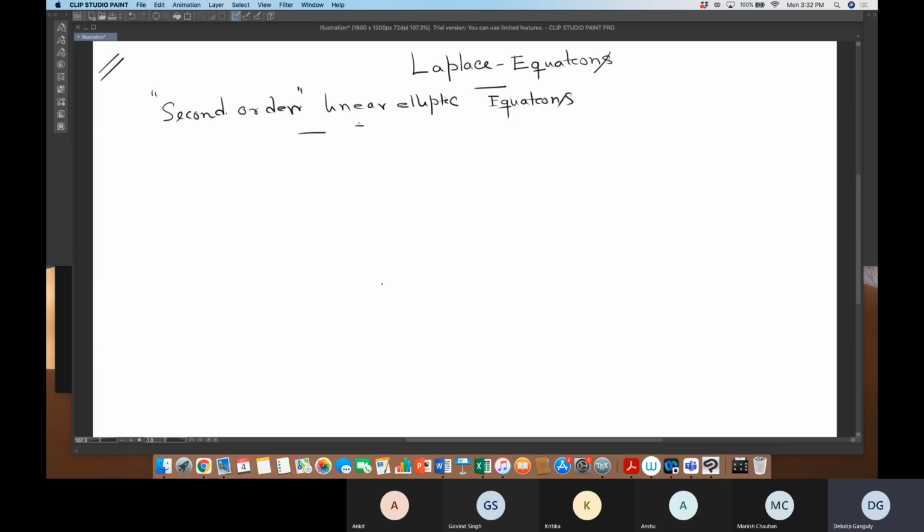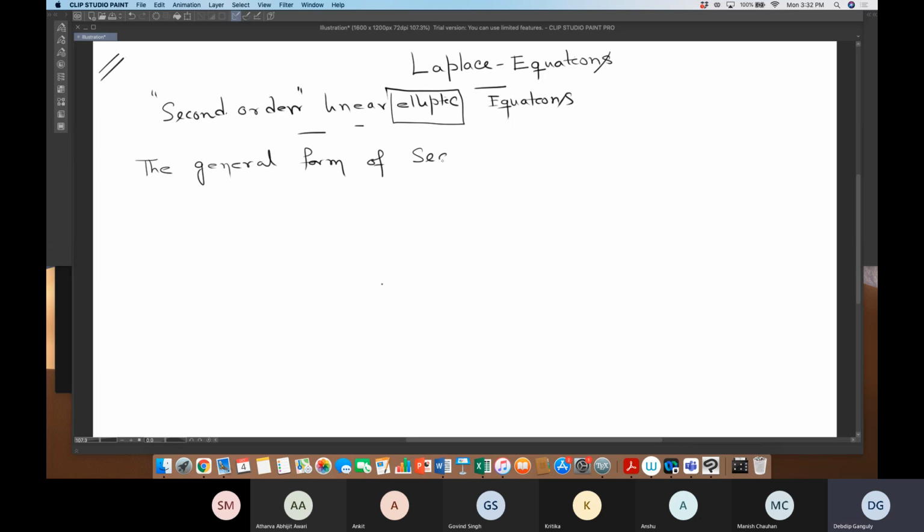Elliptic, linear. Do you know the meaning of linear? This you don't know, no? Elliptic equation. I will formally define what an elliptic equation is, and then we will start the Laplace equation. So the general form of a second order equation is like this. An equation is said to be second order if this is the form.